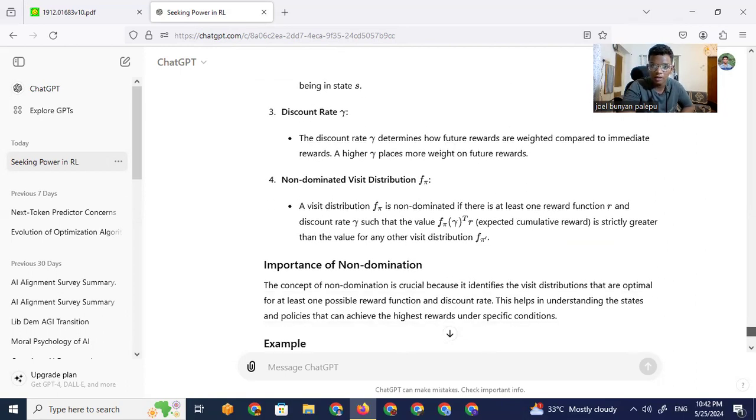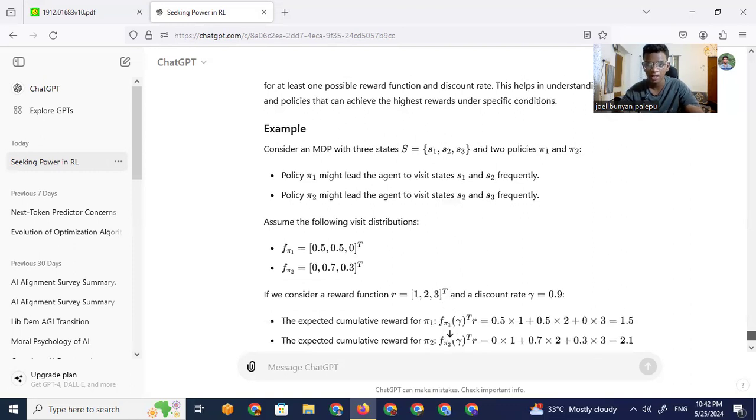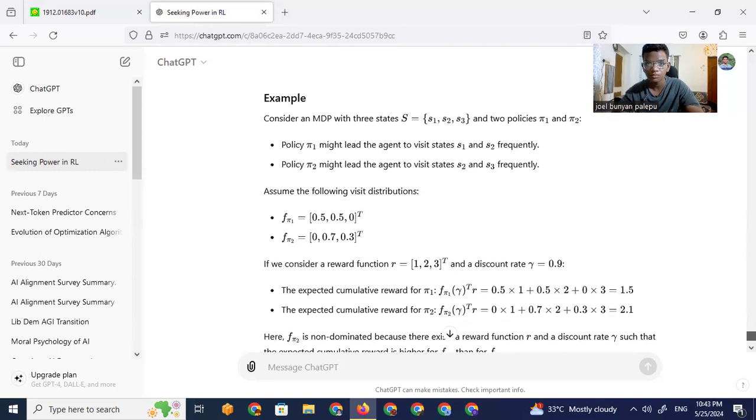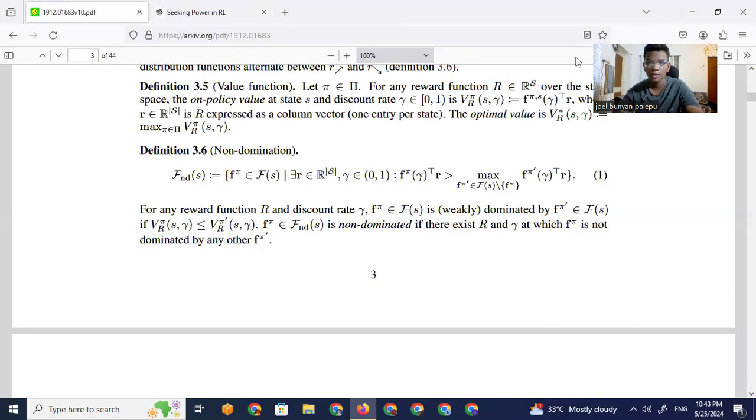Discount rate. Okay. Non-dominated: if F pi is non-dominated, there is at least one reward function R and discount rate gamma such that its value is strictly greater than the value for any other visit distribution F pi hat. So we want this to be the greatest compared to the visit distributions of other policies. That is pretty straightforward, right? Pretty straightforward.